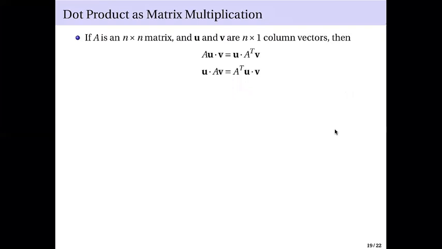But now, suppose we have an n by n matrix. So A is an n by n matrix. U and V are n by 1 column vectors. Then we can also apply this dot product. So A is an n by n matrix. U and V are n by 1 column vectors. So u is an n by 1 column vector, also for v.